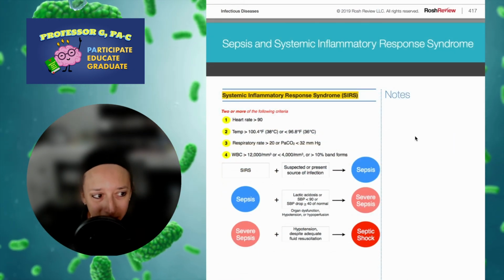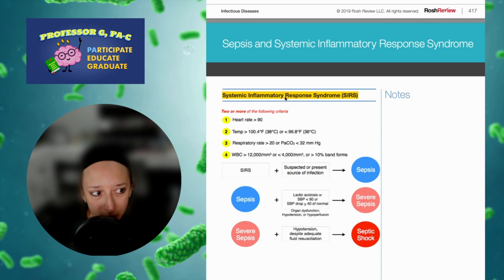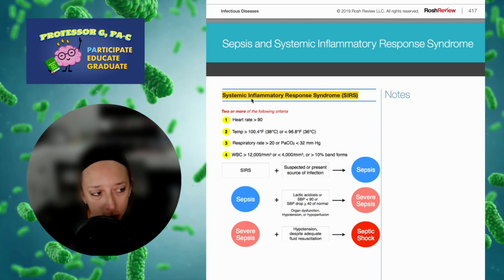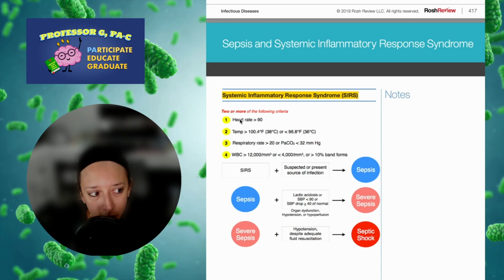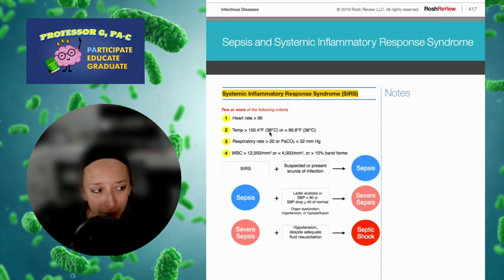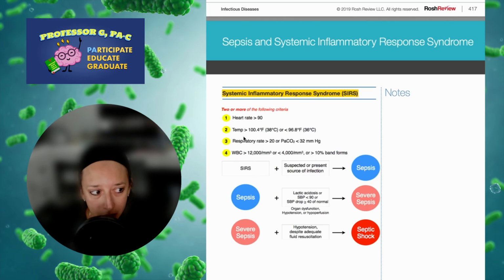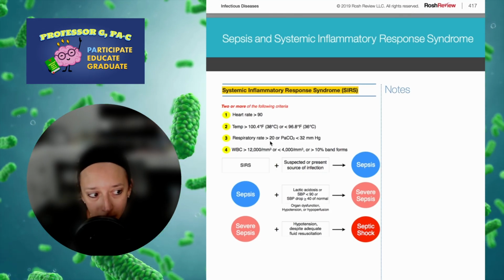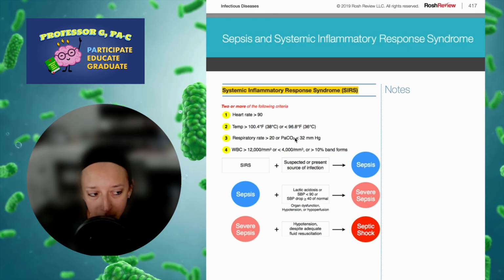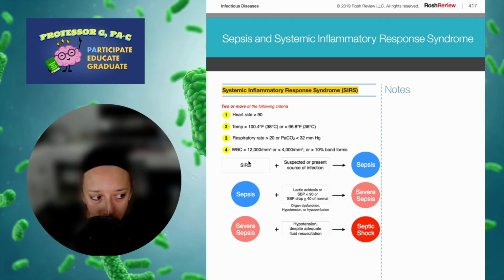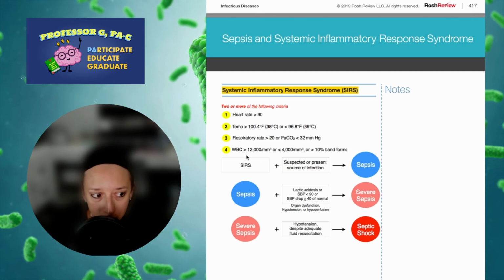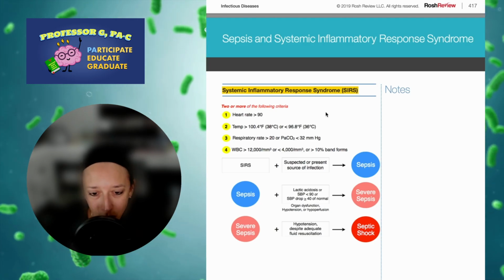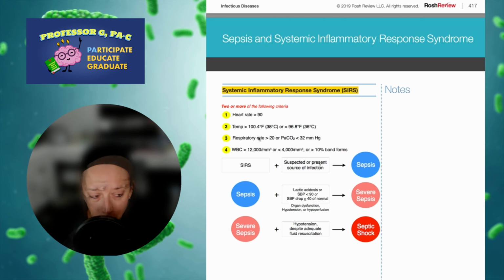All right, next up is SIRS, Systemic Inflammatory Response Syndrome. This is in relation to sepsis. To be diagnosed with SIRS, you have to have 2 or more of the following criteria: a heart rate greater than 90, a temperature greater than 100.4 or less than 96.8, a respiratory rate greater than 20 or a PaCO2 less than 32, and a WBC count greater than 12,000 or less than 4,000 or greater than 10% bands. Those are the criteria to meet SIRS.